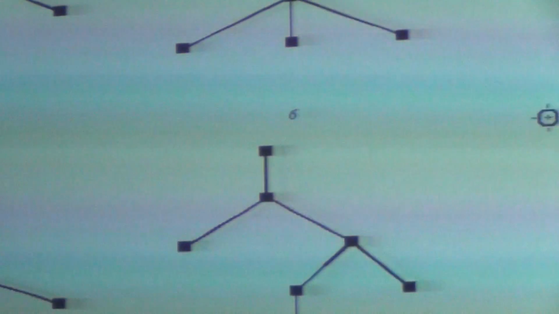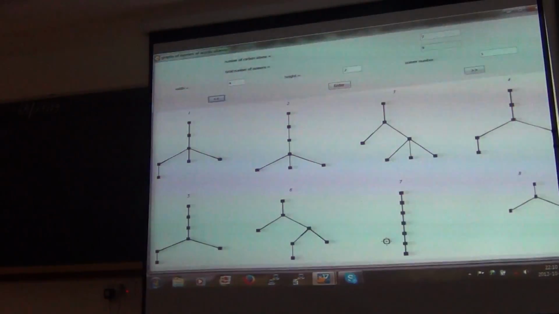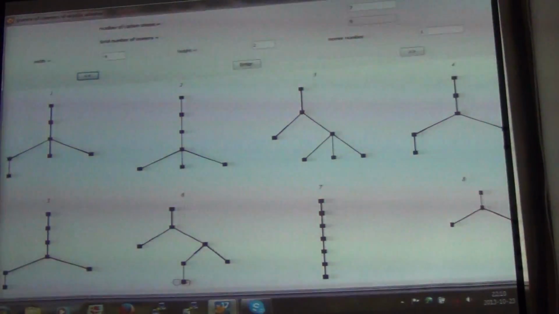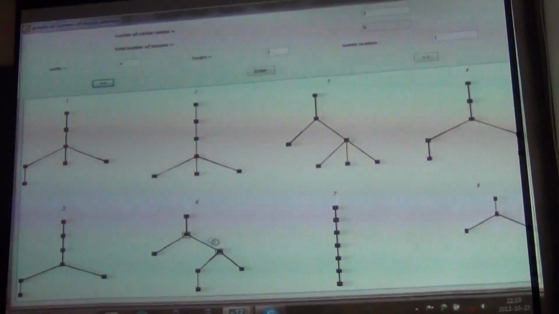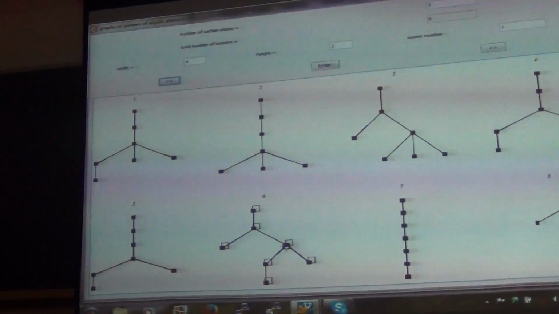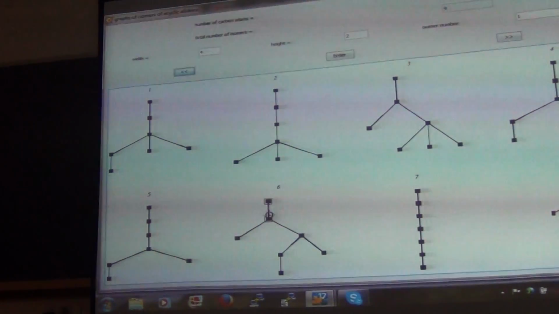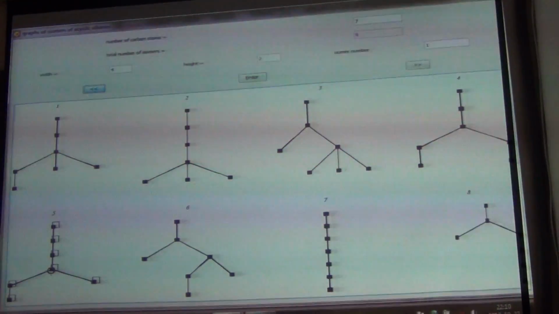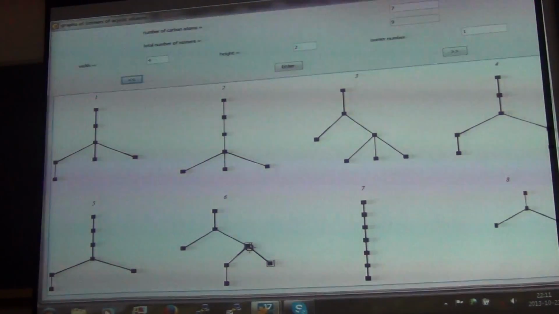Now, this is the first case that we have asymmetric centers. Right, so if we consider this one, we see that this carbon has a methyl group, an ethyl group, and a propyl group. Right, or 2-methyl. So this is an asymmetric carbon. So we have 2 optical isomers for this constitutional isomer.